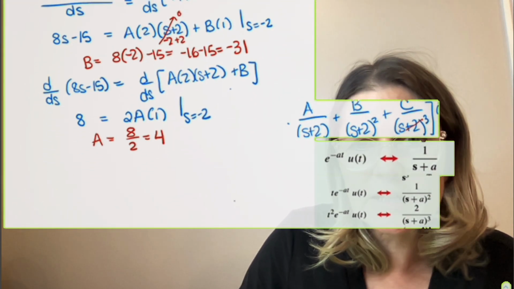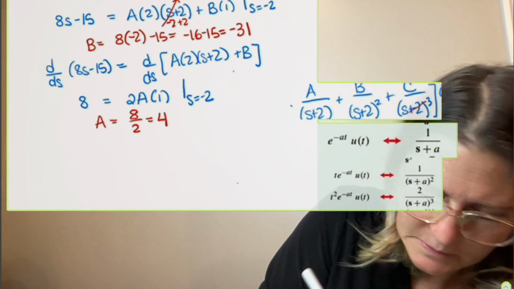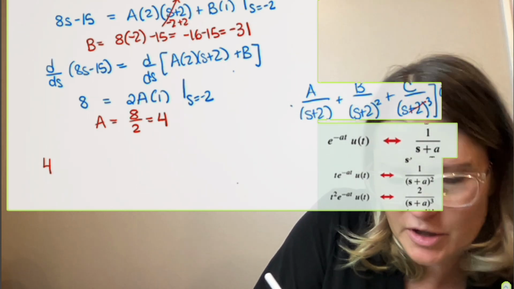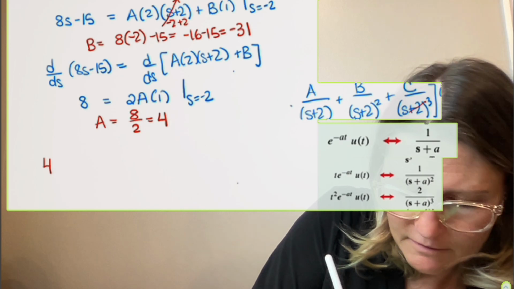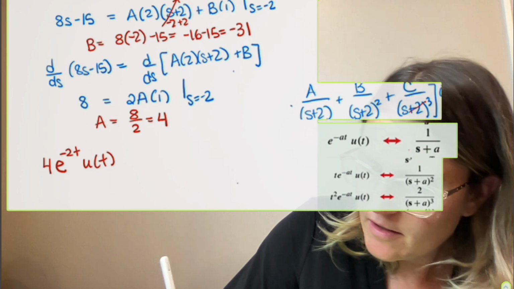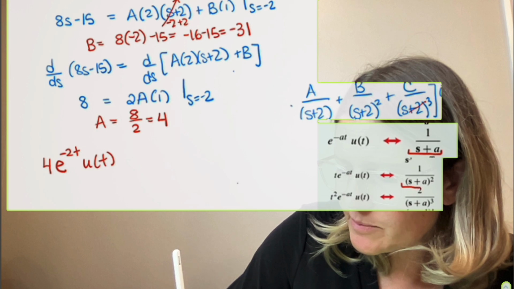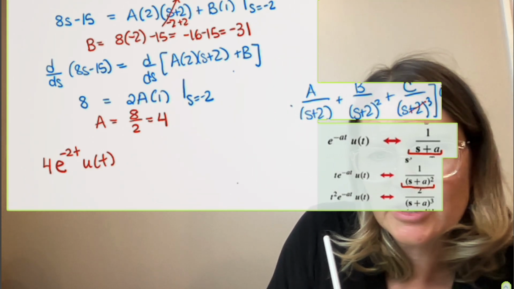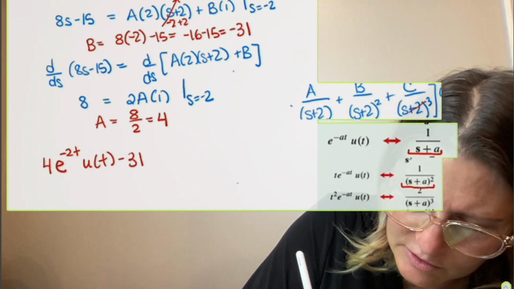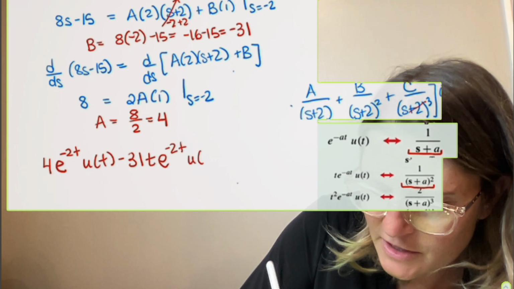All right, so we had A over s plus 2, so that becomes 4, gets multiplied out, and so 4e to the -2t u of t. And so the next one is s plus 2 squared, so that turns into, the b comes out to the front and gets multiplied, so just 31t e to the -2t u of t.